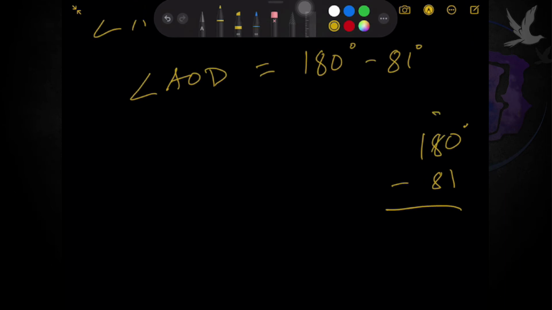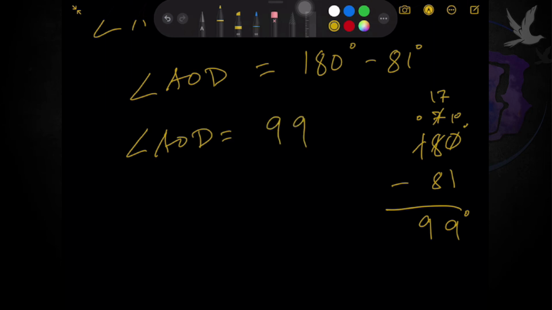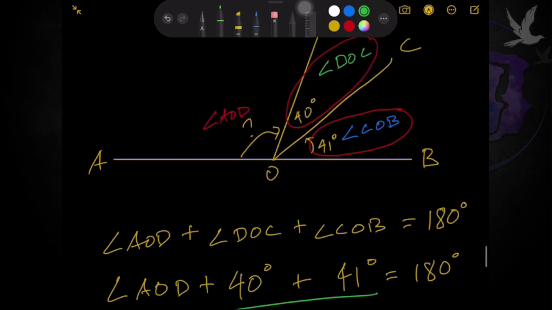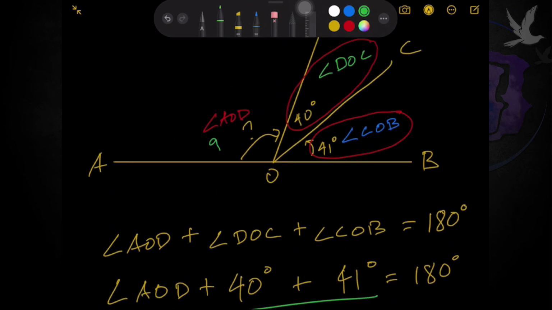We now have this as 7. And this is equivalent to 10. 10 minus 1 will give you 9. And 7 minus 8, hindi pwede. So, magbabarrow tayo. And 7 will become 17. And 17 minus 8 will give us 9. So, the answer here is 99. So, which means angle AOD is equivalent to 99 degrees. So, in other words, itong angle na to is basically equivalent to 99 degrees.